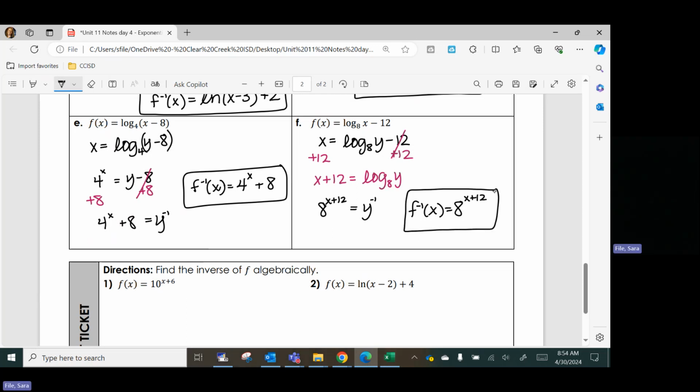Now again, if you wanted to check any of those graphically, you could. You could plug in the original, plug in the inverse we came up with, and you should be able to physically see that they are a reflection of each other across that line y equals x.